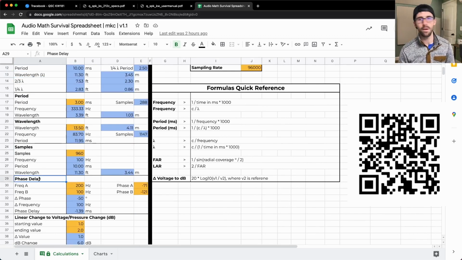But specifically, phase delay is really helpful. So you can put in two different frequencies of finding where two traces are offset, put in their phase amounts, and it's going to tell you the phase delay in time. So you can make syncing up two traces really fast and easy.